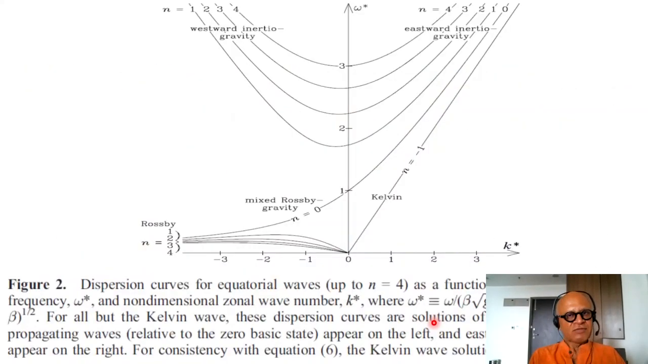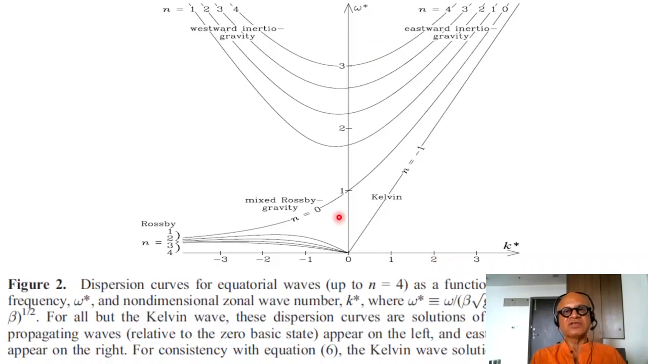So the Kelvin wave has to be extracted by putting n equals minus 1 for consistency with that equation. Westward propagating waves are relative to the 0 basic state. We have actually already discussed Doppler shift, the importance of the background circulation, zonal shear, zonal variability of the winds, the westerly duct, and so on and so forth. When we derive the free waves, typically we are deriving it on a 0 basic state. Westward propagating waves appear on the left here. Eastward propagating waves appear on the right. So the k star here is negative and positive, and omega star is positive.